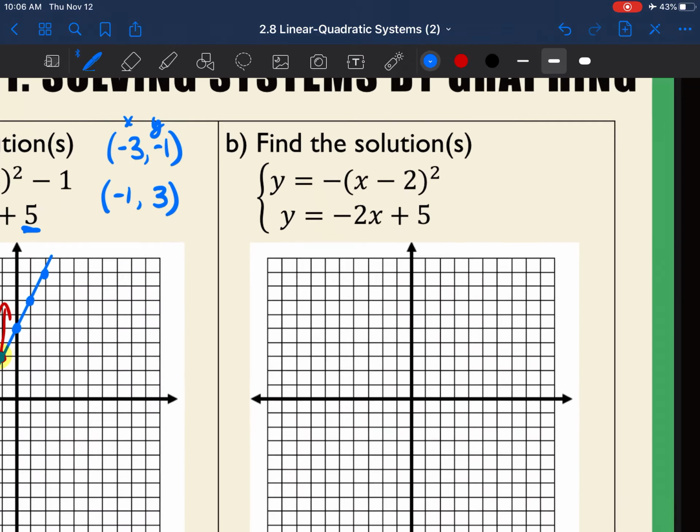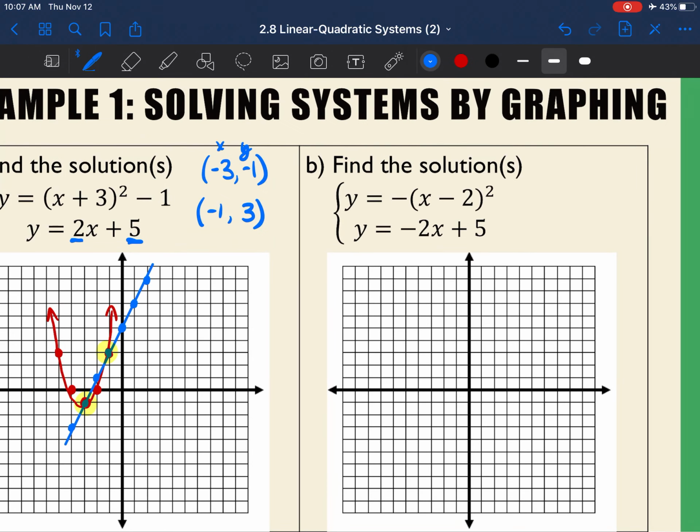All right, now I'm going to repeat the same steps with the second example. So looks like this one has a reflection because of the negative in front, and to the right too. So I will start at the origin, go right 2, and the reflection, so it's going to be over 1, down 1, over 2, down 4, on both sides. There's a parabola. Now I'm going to graph the line. So start at 5, and then the slope is -2, so I'm going to go down 2, right 1.